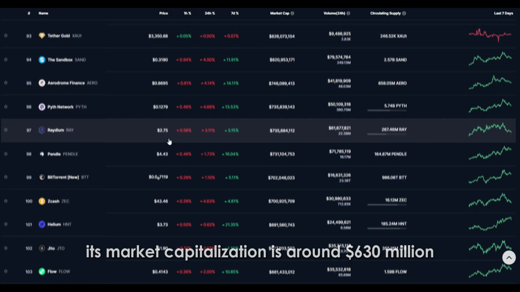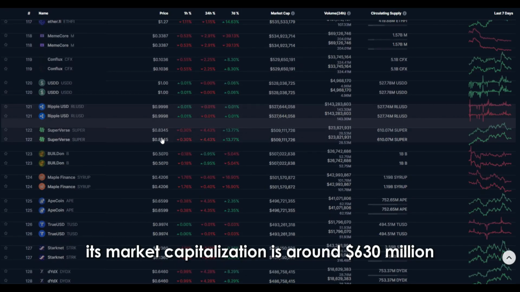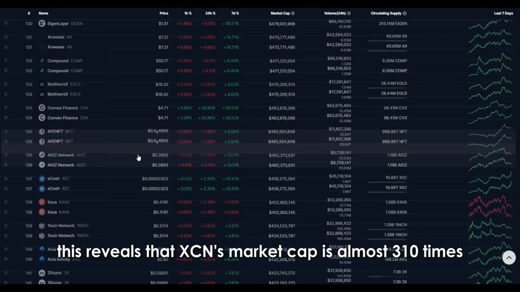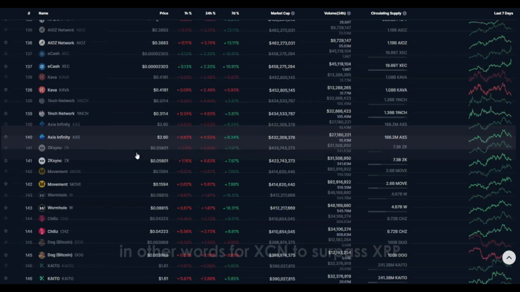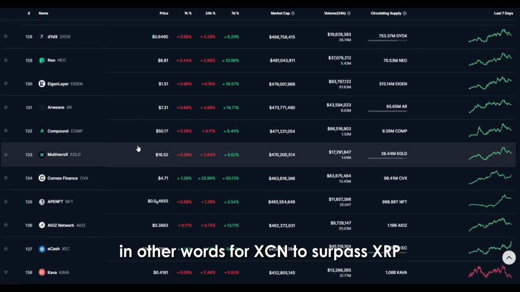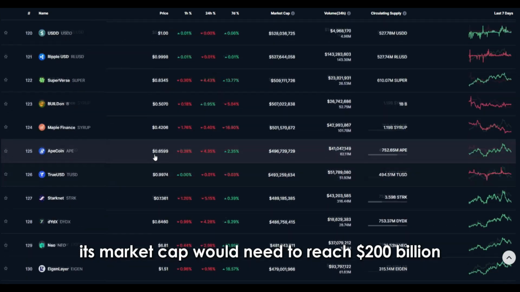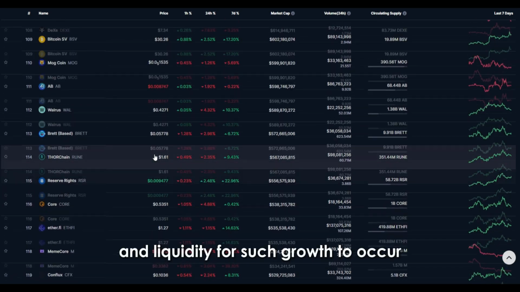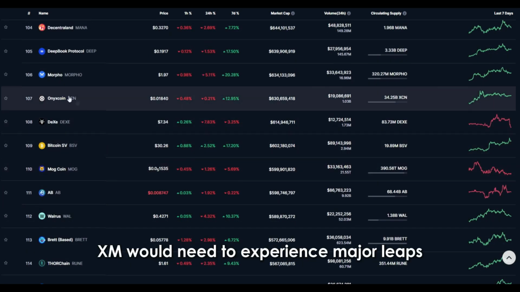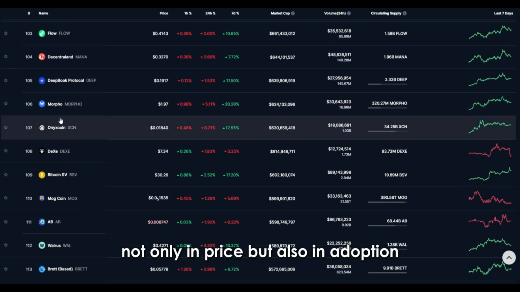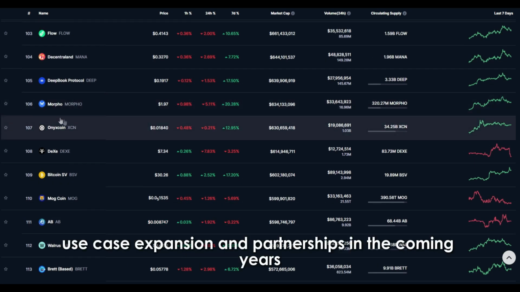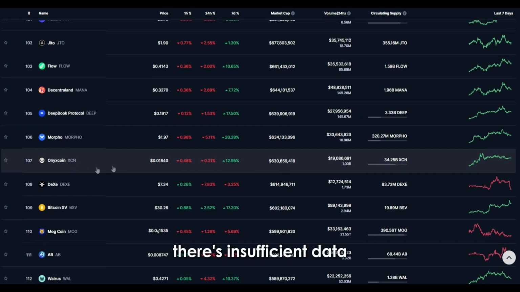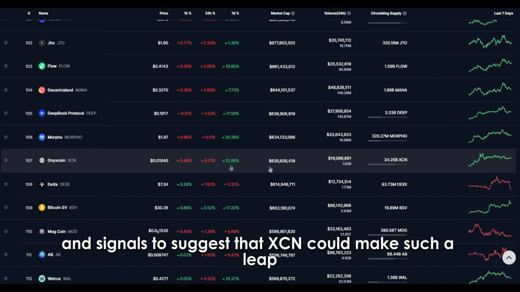Looking at XCN, its market capitalization is around $630 million. This reveals that XCN's market cap is almost 310 times smaller than XRP's. In other words, for XCN to surpass XRP, its market cap would need to reach $200 billion. This would require an extraordinary increase in investor interest and liquidity. For such growth to occur, XCN would need to experience major leaps not only in price, but also in adoption, use case expansion, and partnerships in the coming years. However, for now, there's insufficient data and signals to suggest that XCN could make such a leap.